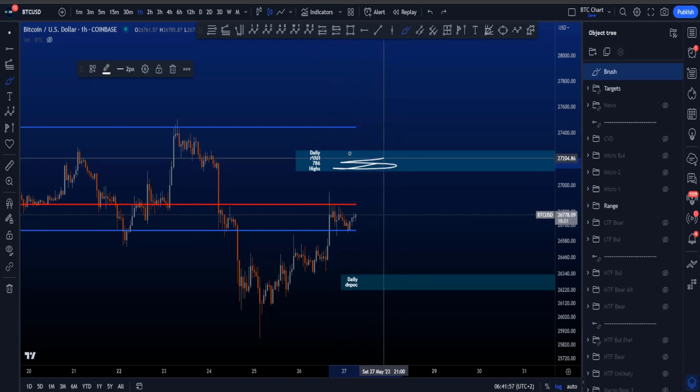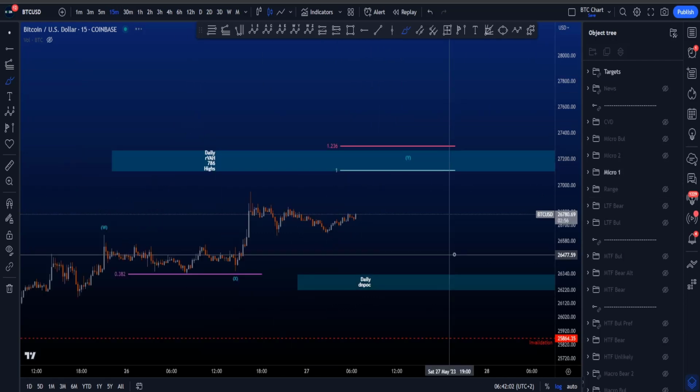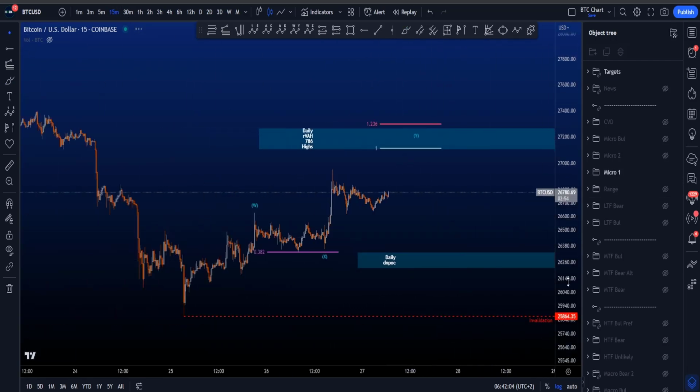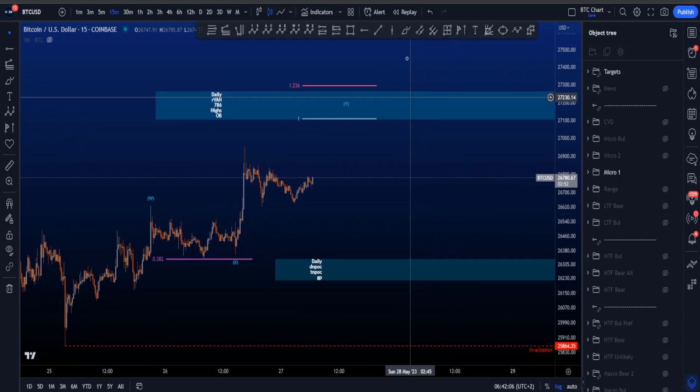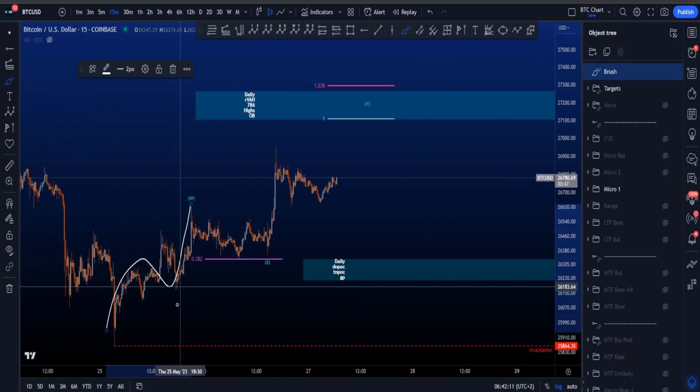Keep in mind you have resistance over here as well. We then go to the micro time frames. We switch to the 15-minute, and I have 2 bearish ones and 1 bullish one for you. So the first bearish scenario is that this over here is a 3-wave structure in a zigzag.